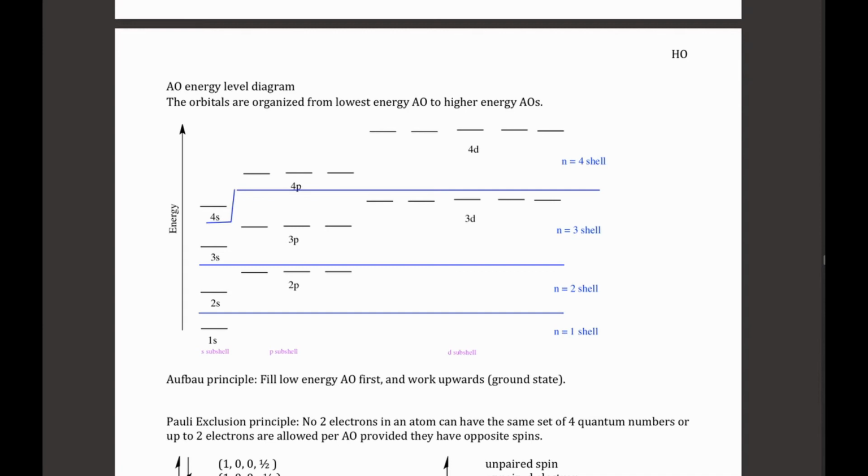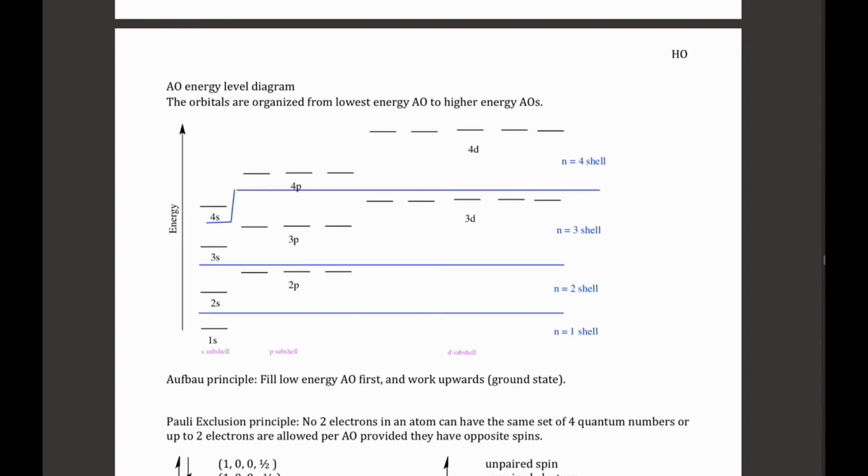Alrighty, so in the n equals 4 shell, l can be 0, 4s, l can be 1, the 3 4p's, l can be 2, the 5 3d's, l can be 3. We would have 7 4f atomic orbitals. I'm just not showing them in this diagram, but they would be a little higher in energy than the 4d ones.